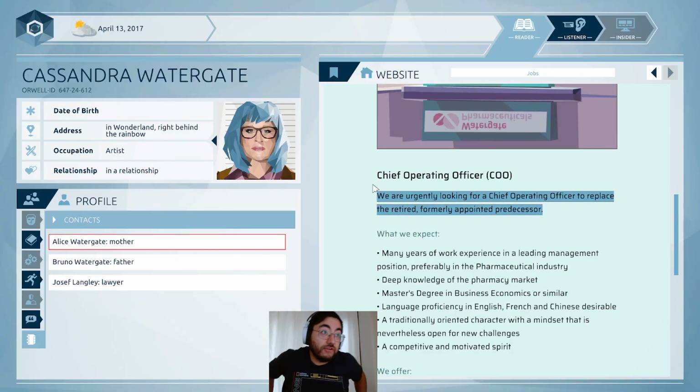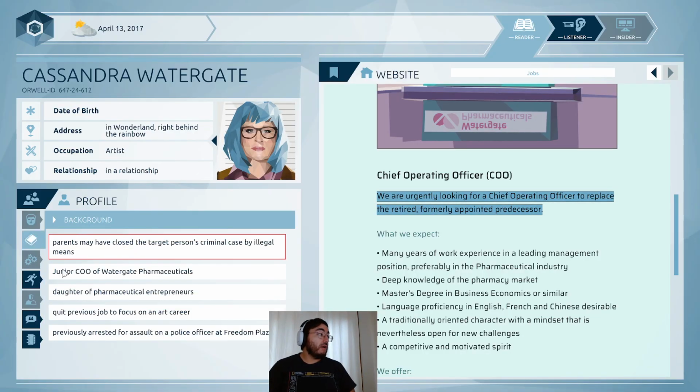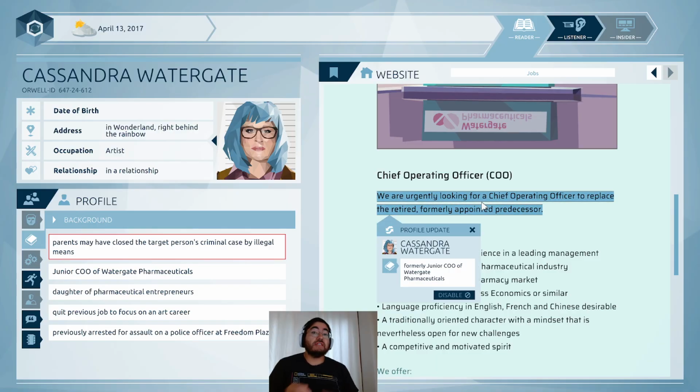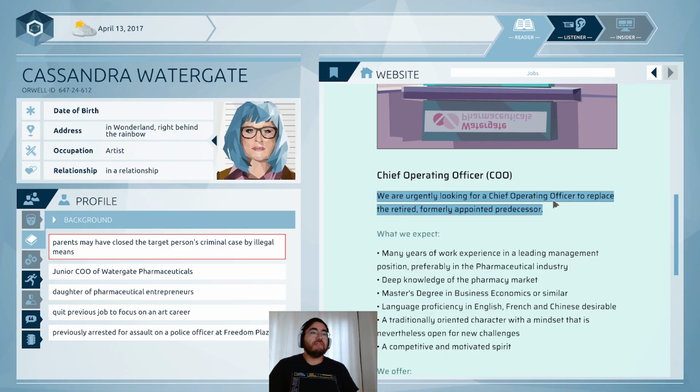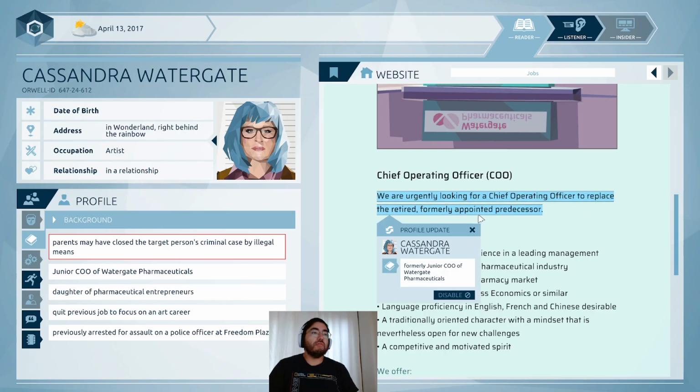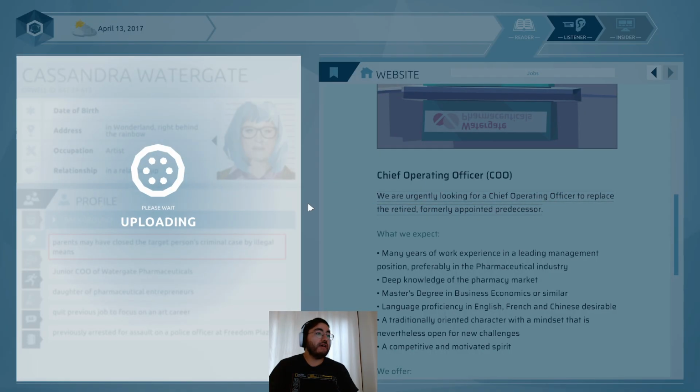Okay, so they're hiring for COO, which is, we know she was the COO right here. We're urgently looking for, urgently means like we need to do it now. It needs to happen now. We're looking for a chief operating officer to replace the retired, formerly appointed predecessor. Let's add that to our file.